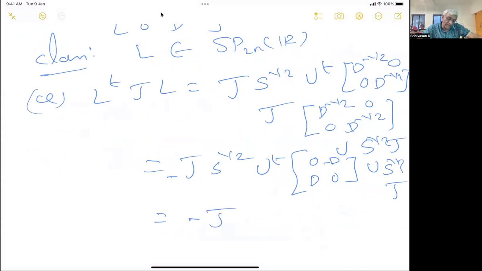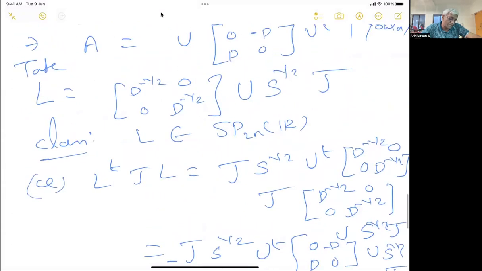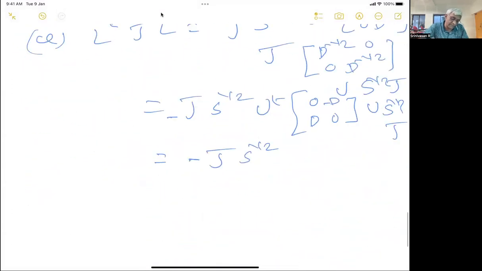This is equal to nothing but S power half, and U transpose, that is equal to D inverse. Sorry, this should be D inverse inside. You have D power minus half, D power minus half. If you multiply by J in the middle, you will get D inverse. D is diagonal, so it's okay. So you will get D inverse.